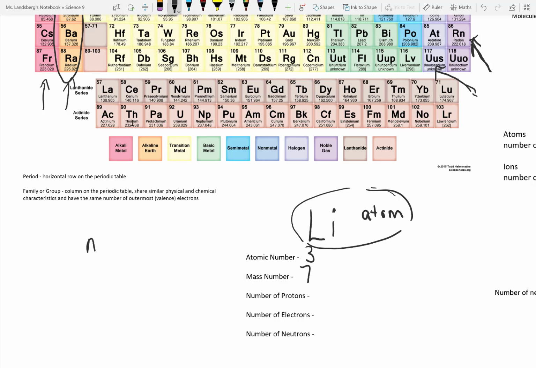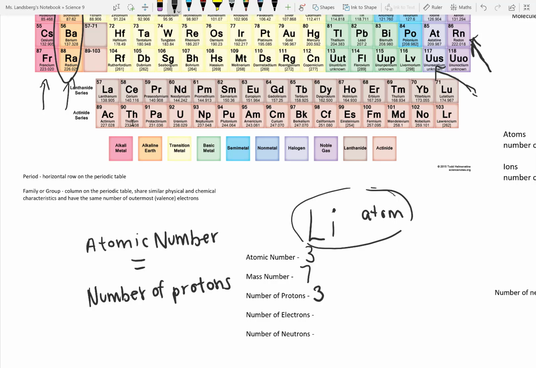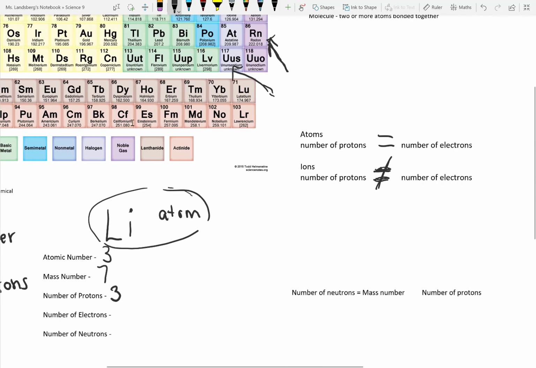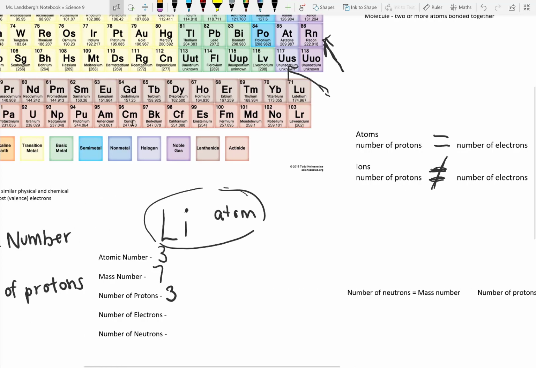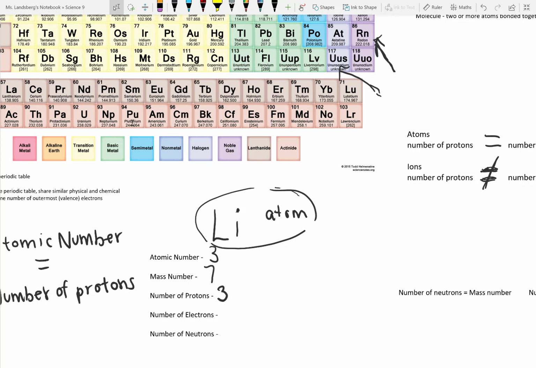For number of protons, it is always equal to the atomic number. So atomic number equals number of protons. Okay, so number of protons, 3. And as I had talked about before, for atoms, the number of protons and number of electrons are always equal to each other. So number of electrons in the lithium atom, 3.